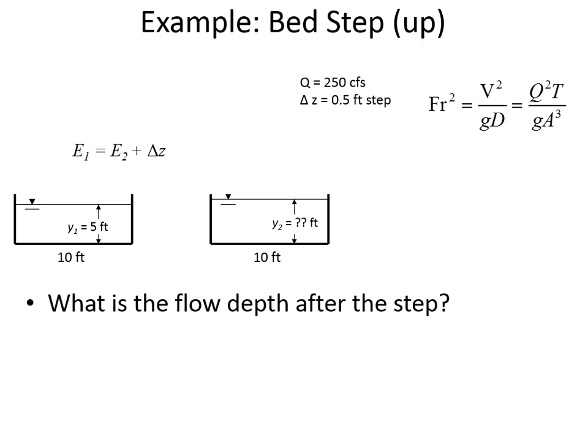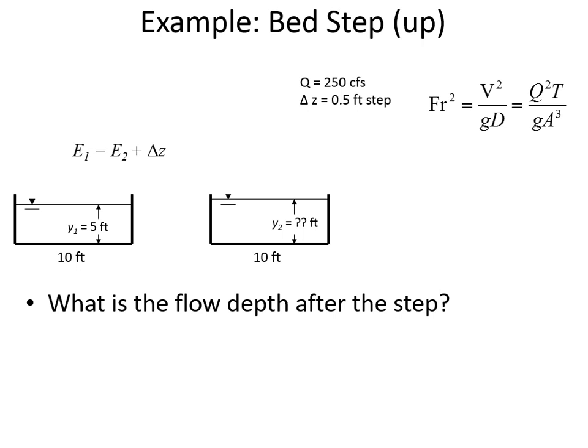So the flow condition at 1, is it supercritical or subcritical? We know that y1 is 5 feet, and yc is 2.67 feet. So y1 is greater than yc, thus it's subcritical at 1. Okay, so we've got subcritical flow.